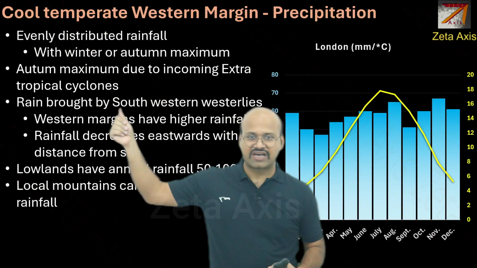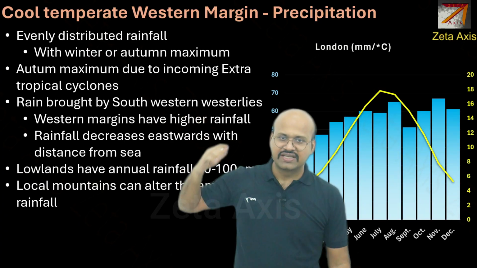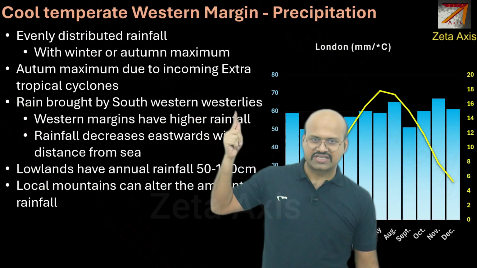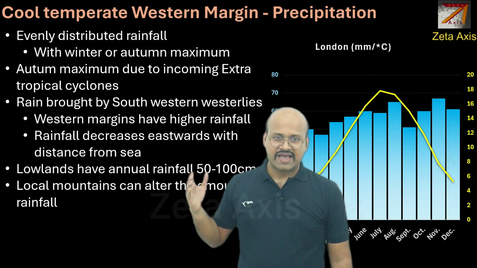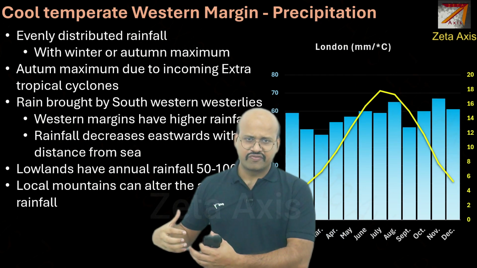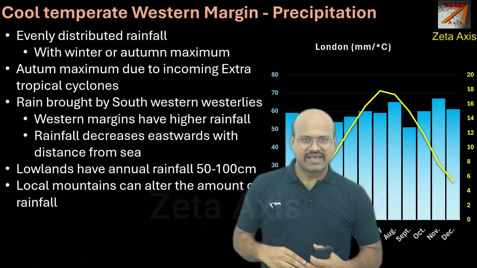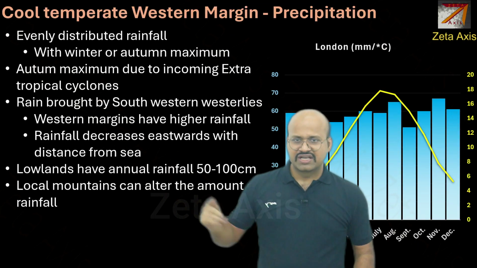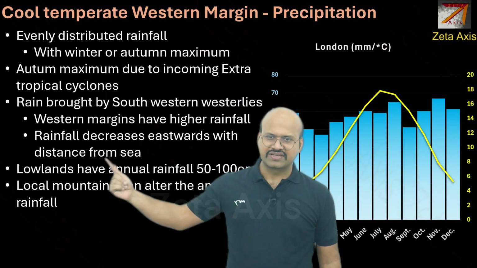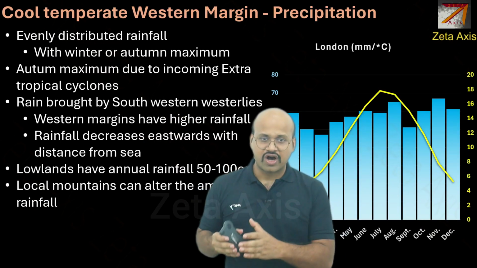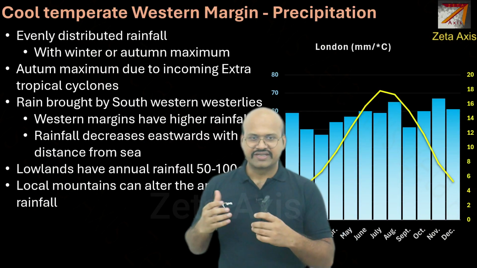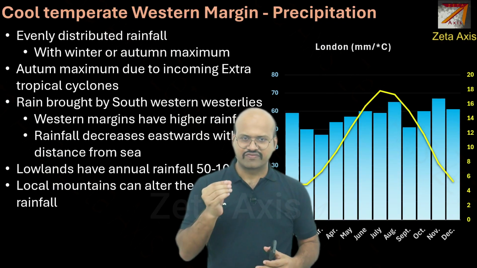Rain is brought by the southwestern westerlies. We have seen that the southwestern westerlies blow in this direction, from the ocean towards the landmass. That is why they carry moisture from the ocean towards the landmass, and therefore they bring rainfall. Rainfall decreases eastwards with distance from the sea. As you move into the interior of these lands, as you move away from the coast, the distance increases and you will see that the rainfall decreases.